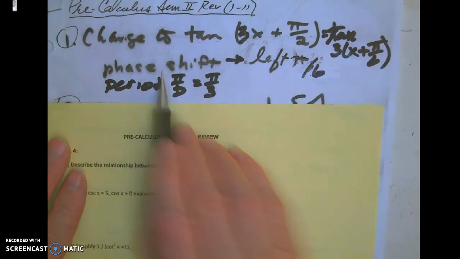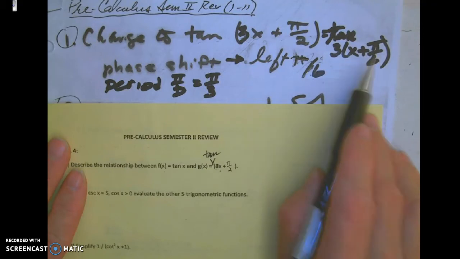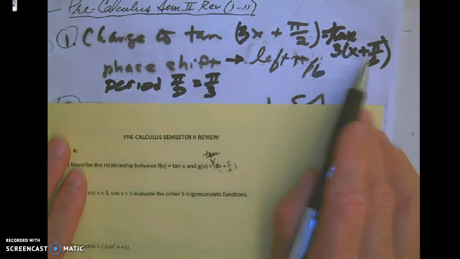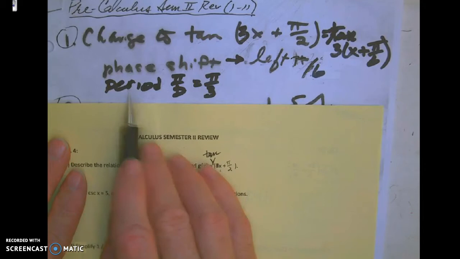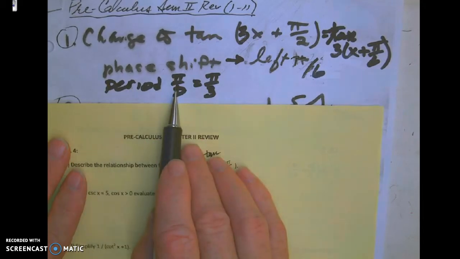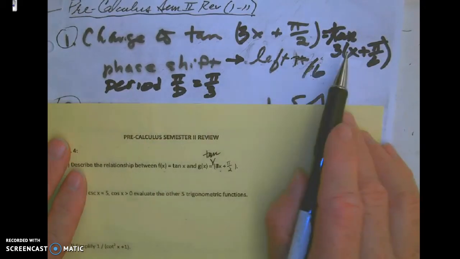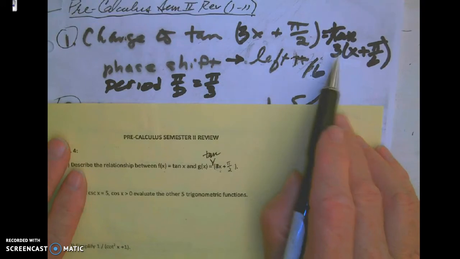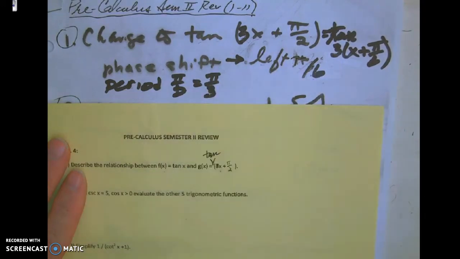So my phase shift is going to actually be right here, and it's pi over 6 to the left because it's the opposite of this. The period is always pi over b. And the b value is the number that is right adjacent to x. It's the 3, so it's pi over 3.